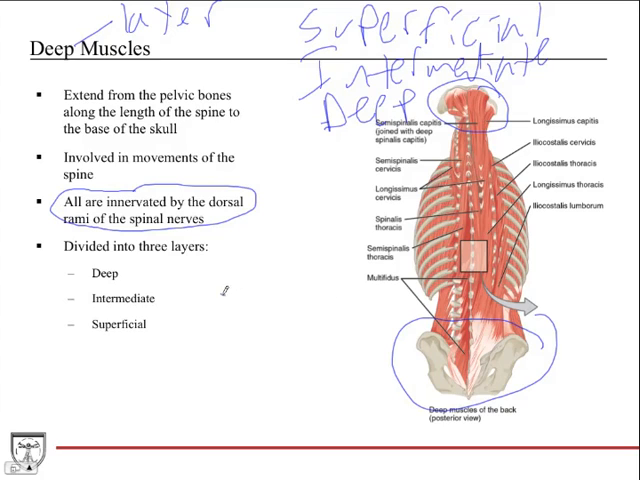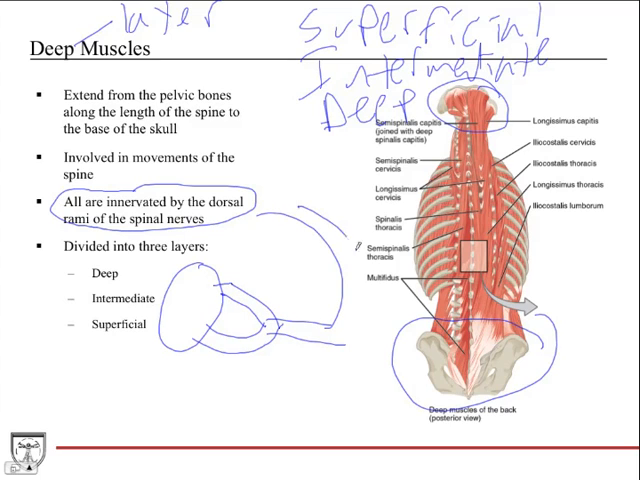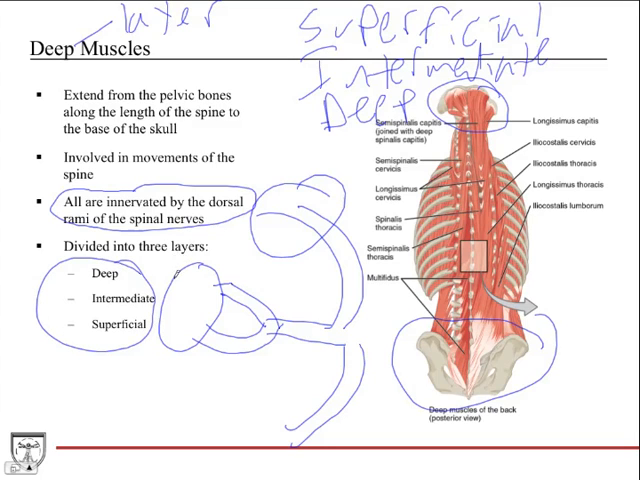So if you remember, you have your spinal cord like this, you have your ventral root here, your dorsal root here. They come together, they form the spinal nerve. Then you have the dorsal primary rami out here and the ventral primary rami out here. This is what innervates your deep back muscles. The other function they have, if you remember, is they provide sensory innervation to the dermatomes of the skin of the back.